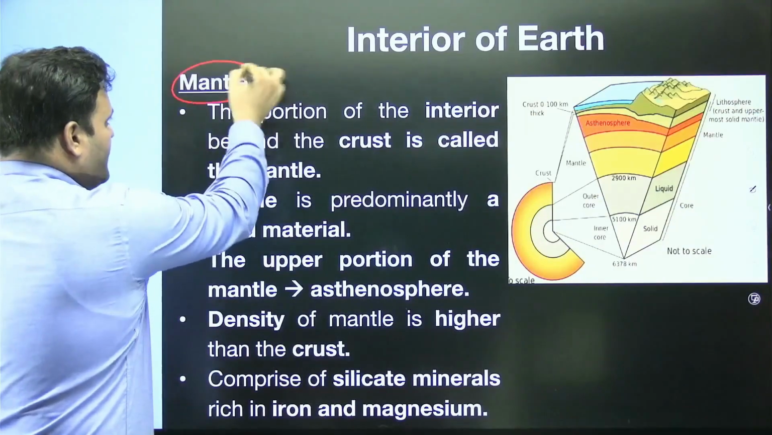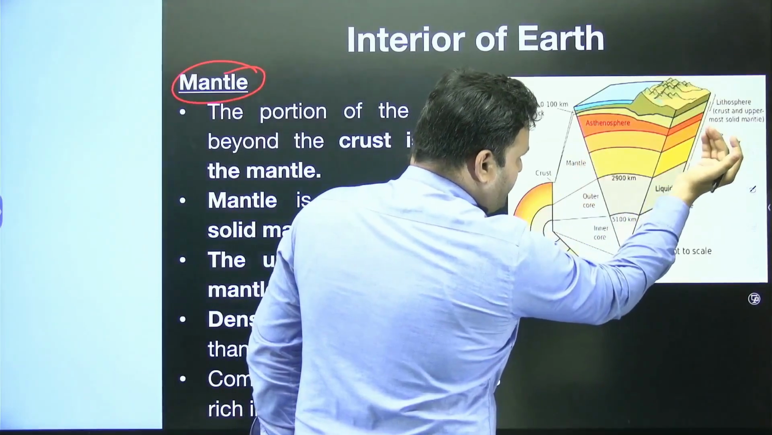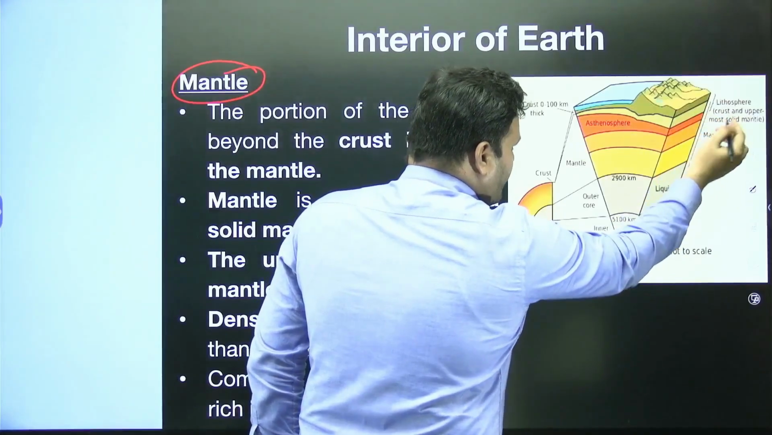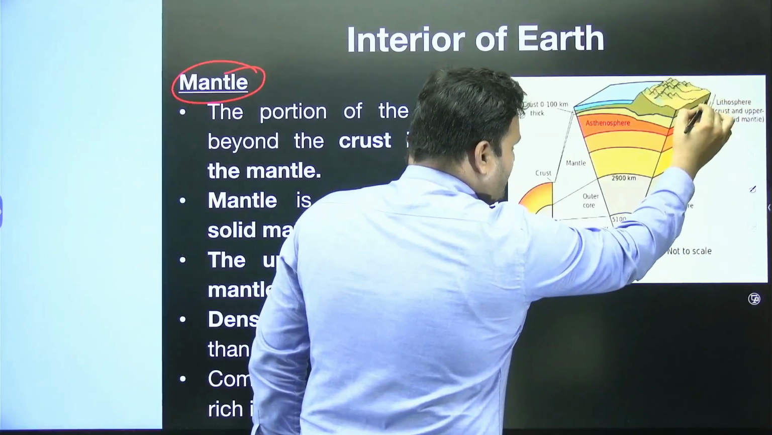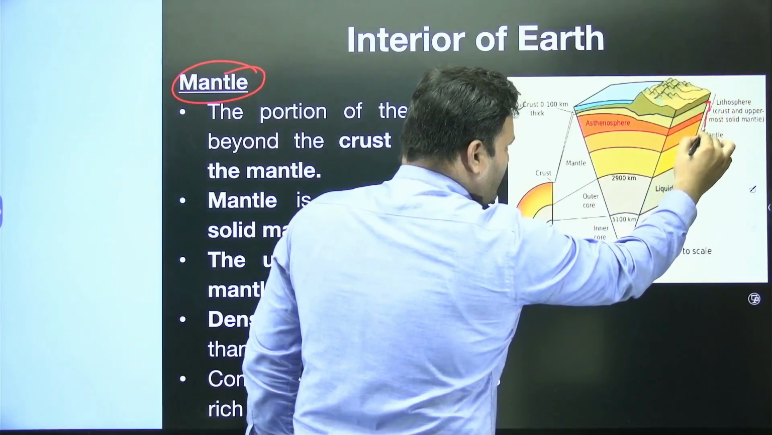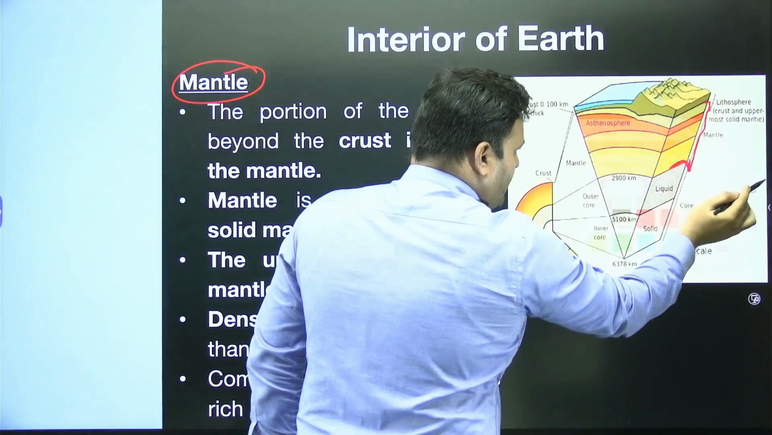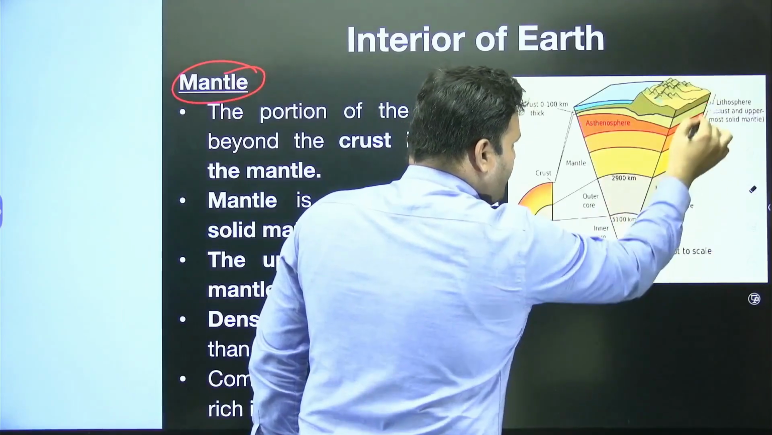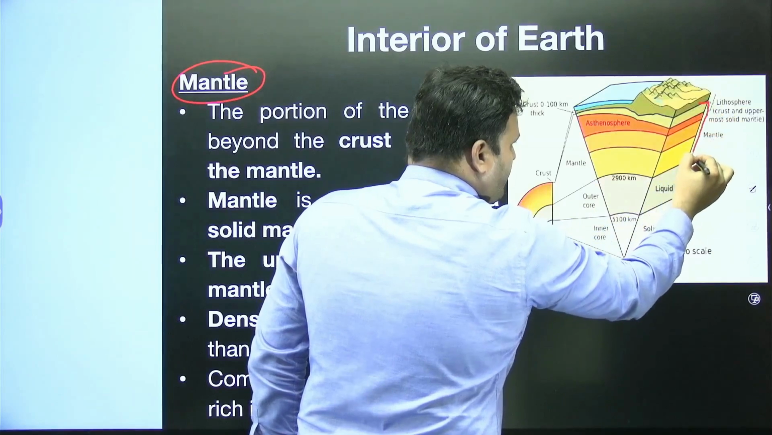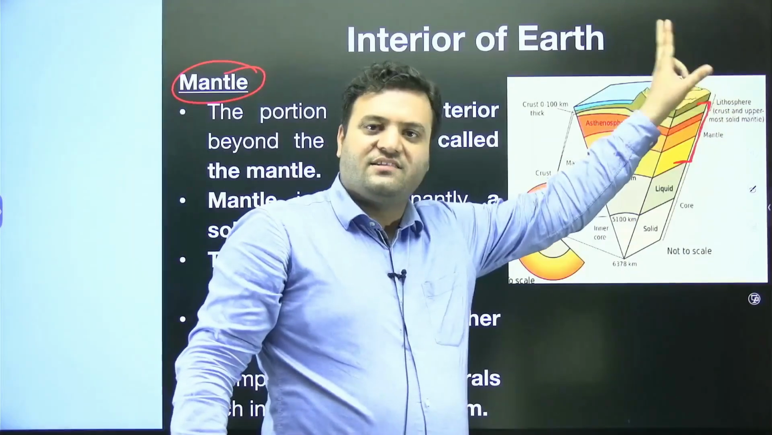After the asthenosphere we have the mantle. So here you can see we have a mantle. This part of the mantle is actually extending from here as well. I mean, the lithosphere is actually there on this mantle. The upper part of the mantle is known as the lithosphere.